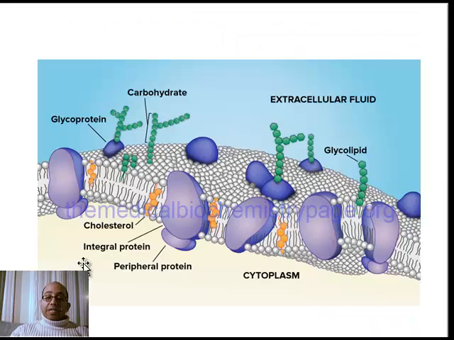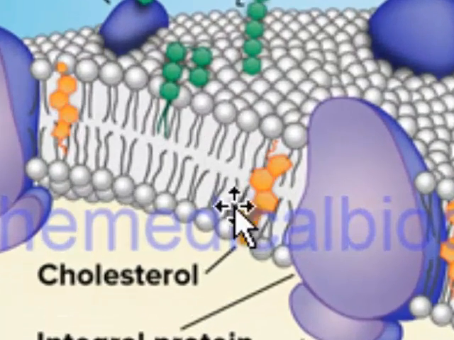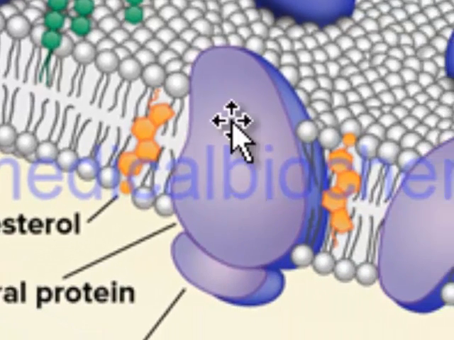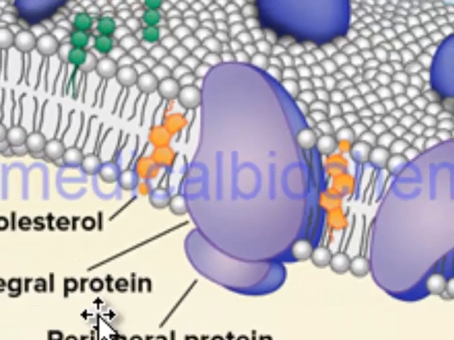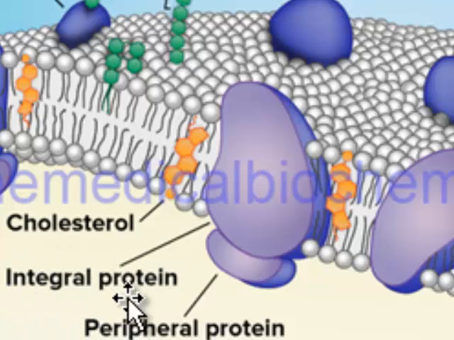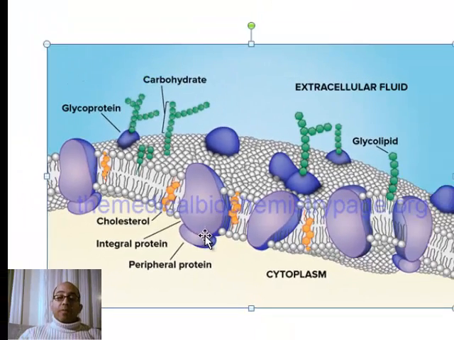If we look at an artist representation of a cell membrane, you can see that there are lots of phospholipids. There's two layers, and you have proteins which go through the whole membrane, and those are called transmembrane proteins, or in this case they're called integral proteins, meaning they integrate themselves into the lipid bilayer. You have peripheral proteins, and peripheral proteins are only found on one side of the membrane, either on the inside in the cytoplasm or on the outside in the extracellular fluid.